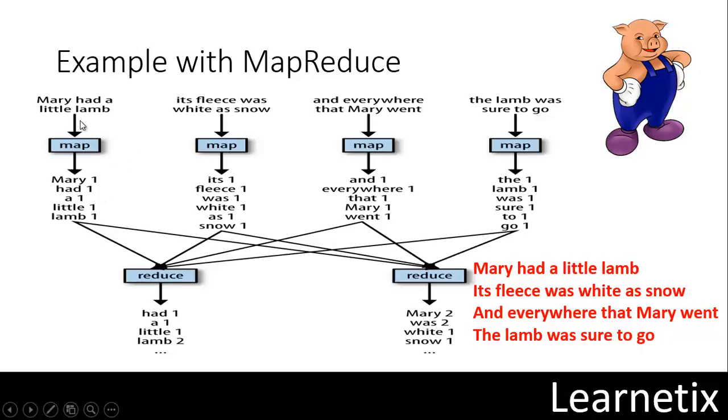So you are able to see here that Map comes as one, Hadoop comes as one, had comes as one, a comes as one, that is one, lamb one, and it follows the same steps. After that, shuffling is going on here, okay, and it will come into the reducer phase. And what is happening in the reducer phase? It will reduce and count each word: had comes one, little comes one, lamb comes two times, Mary comes two times, watch comes two times, like that.